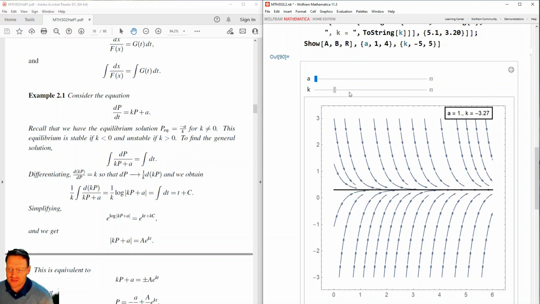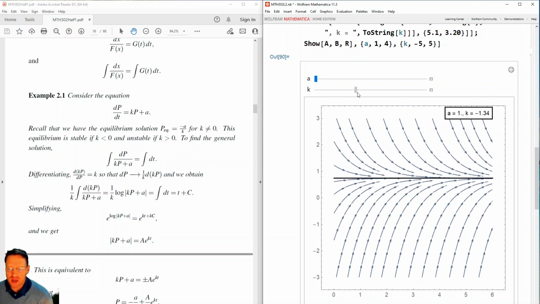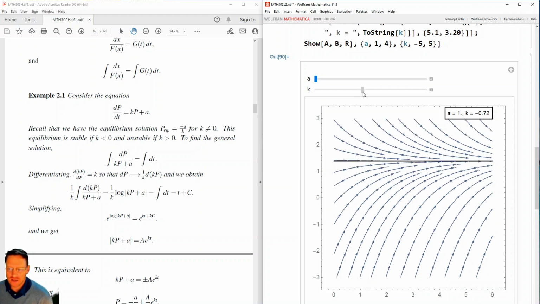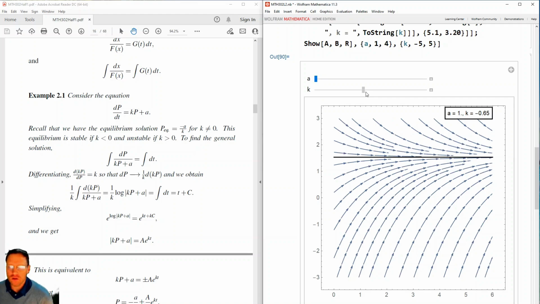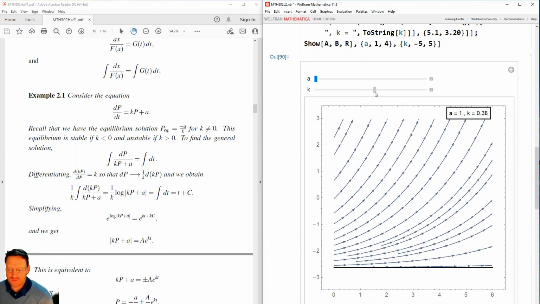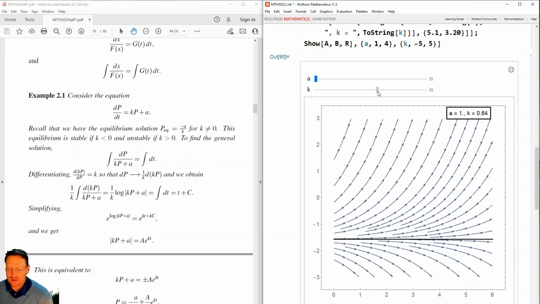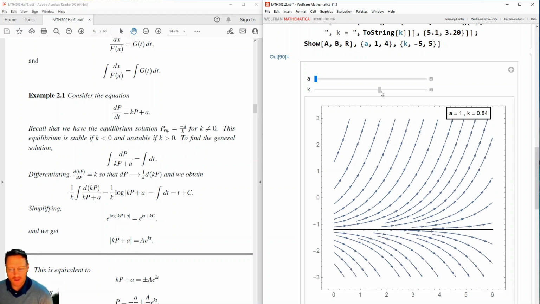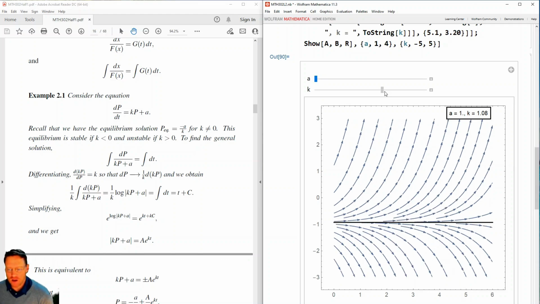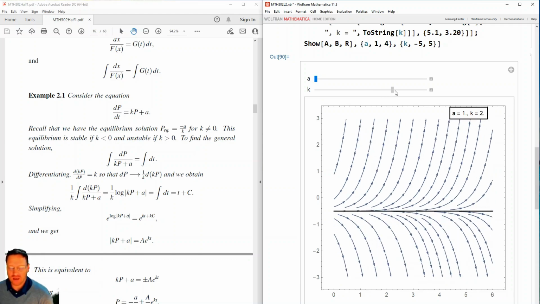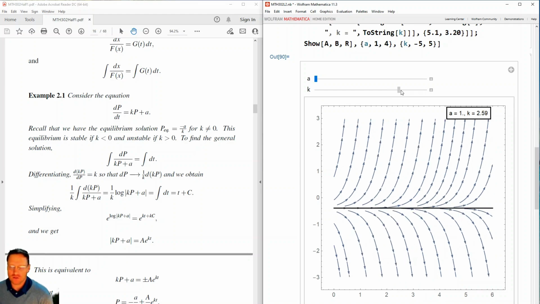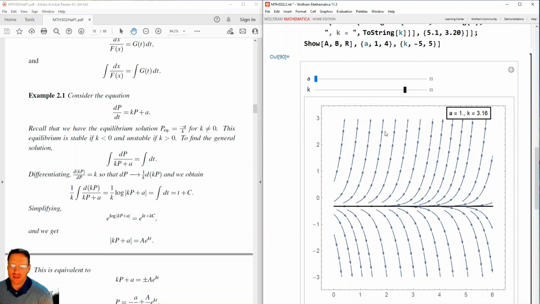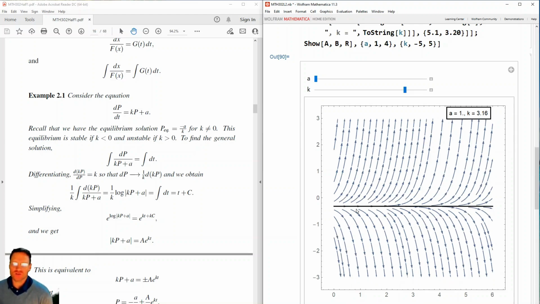But if I increase this here, you'll see what happens. The equilibrium comes up as I increase this towards 0. Okay, and then suddenly as I cross over 0, you can see what happens. The equilibrium comes up from minus infinity, and we can see that it's now unstable as k becomes positive and goes higher. And again, these are trajectories corresponding to particular initial conditions.